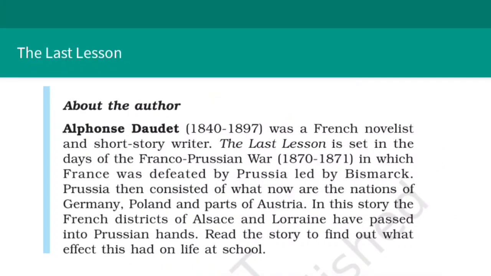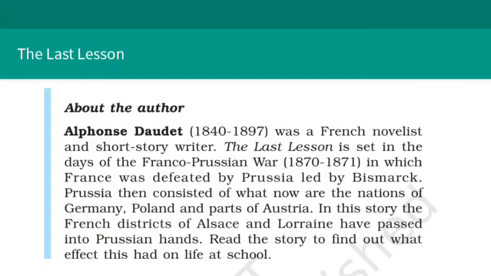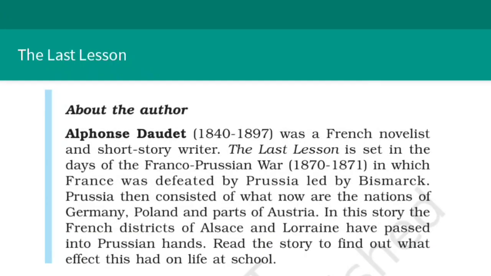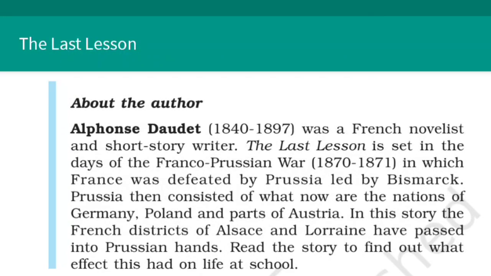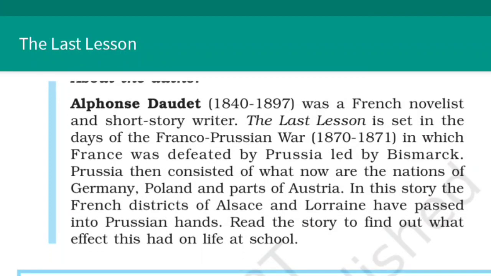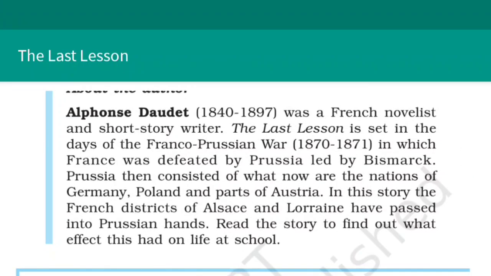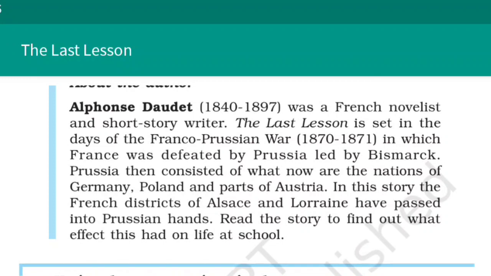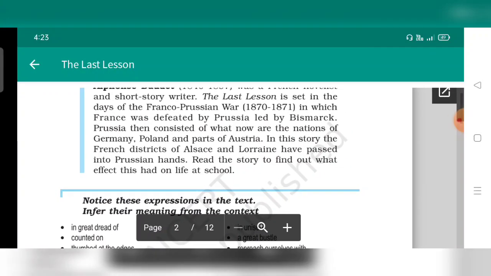The Last Lesson is set in the days of the Franco-Prussian War, which was held from the year 1870 to 1871, in which France was defeated by Prussia, led by Bismarck. Prussia then consisted of what now are the nations of Germany, Poland, and parts of Austria. So, in the story, the French districts of Alsace and Lorraine have passed into the Prussian hands. So, let us read the story.